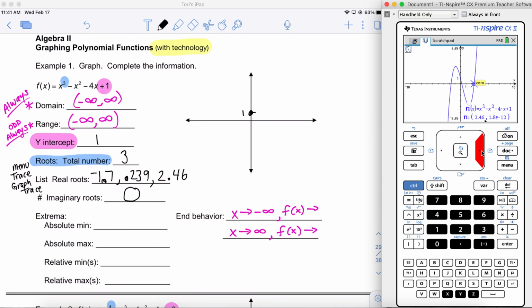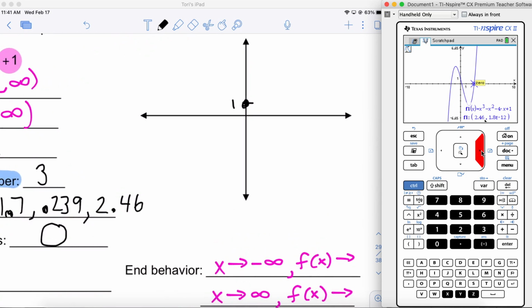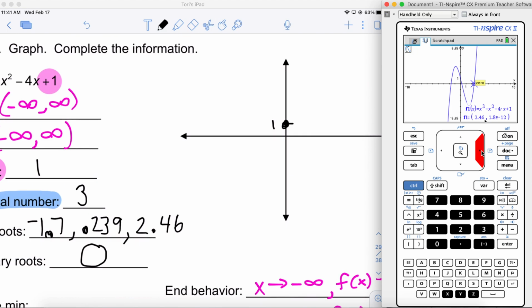Now, I do need to go ahead and put those on my graph right now. So I've got negative 1.7. I've got 0.23, so it's really close right here. And I've got 2.46. Okay, I've got my 3 points labeled there.